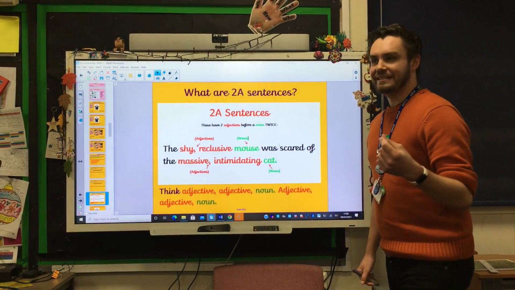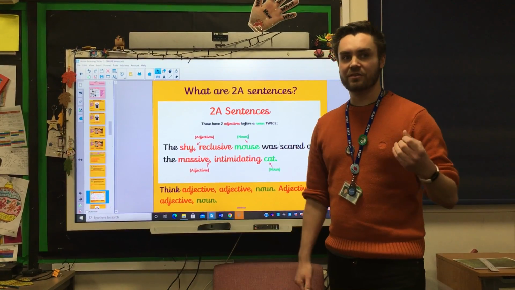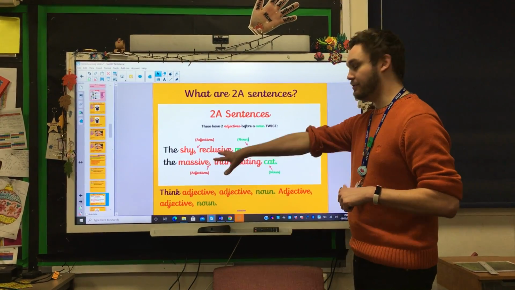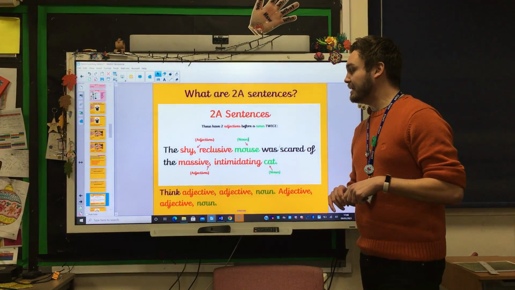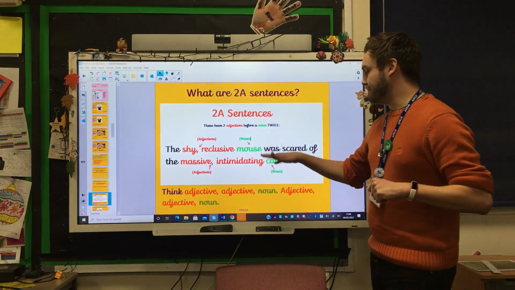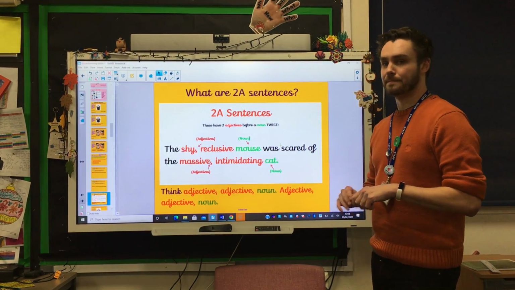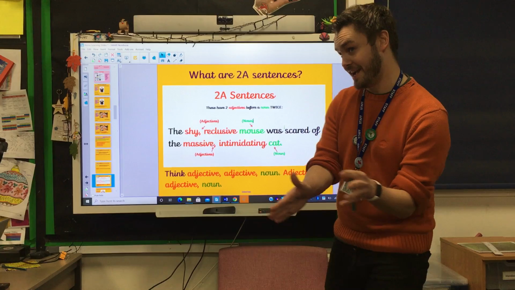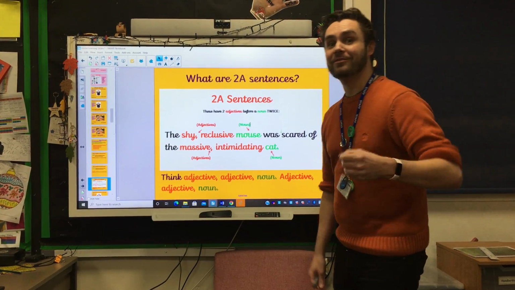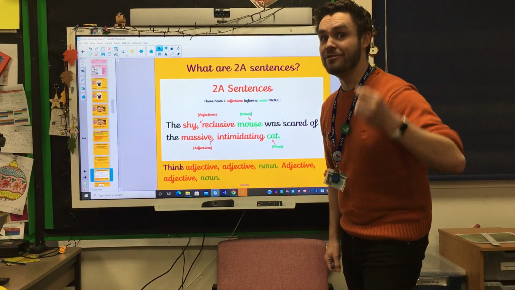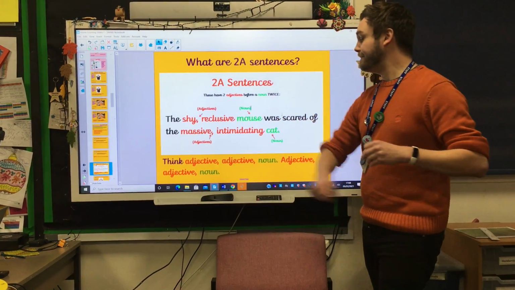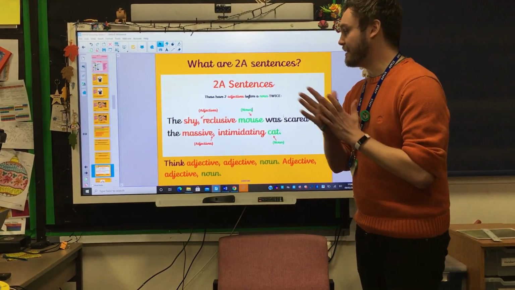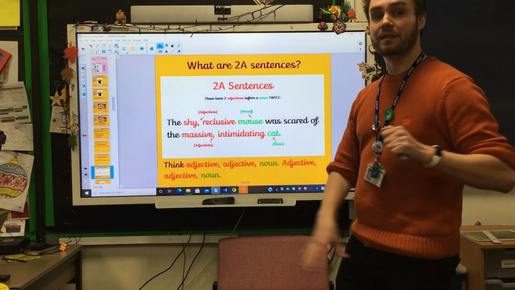So, what are 2A sentences? Now, 2A sentences, these have two adjectives before a noun and they do this twice. So to give you an idea, of course, we've got our adjectives in red, our noun in green. The example is: the shy, reclusive mouse was scared of the massive, intimidating cat. Rather than saying the mouse was scared of the cat, you've included adjectives before the noun to describe it. So it's really important we include the adjectives before the noun, not after the noun, but before. Think of it as adjective, adjective, noun, adjective, adjective, noun. Beach class, you've definitely heard that phrase come out a few times as well. So that's a little reminder for you there.